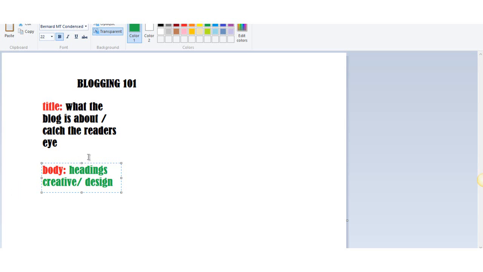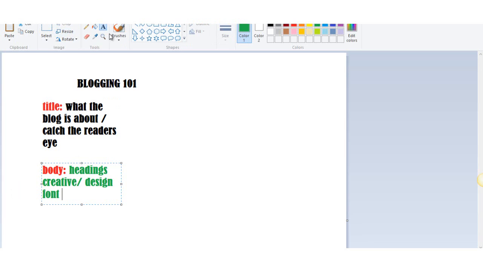And another thing that you need to focus on is your font. And a lot of people do not pay attention to the font, and it's so important because when you're reading a blog, you don't want to be squinting. So the size of the font is important. The type of font is important. Some people use this really fancy font that's in cursive writing, and it's so difficult to read the blog. So you want to make it as easy as possible for the reader to read your blog, okay?